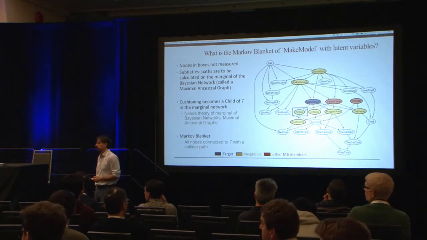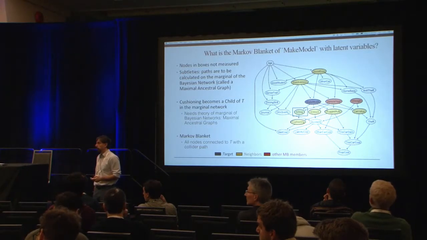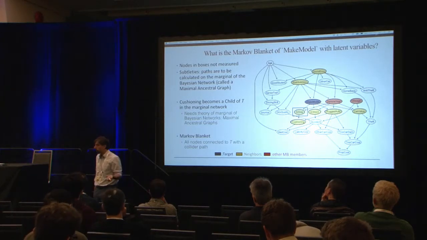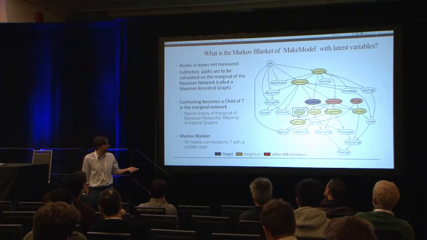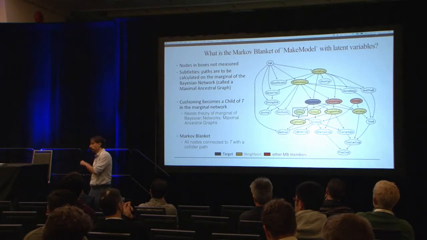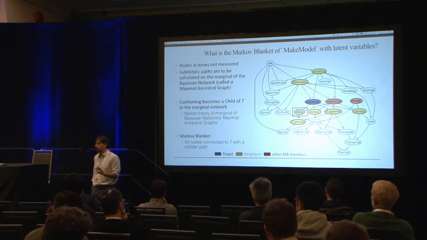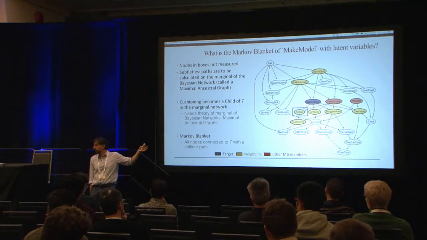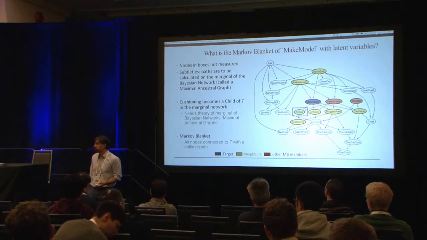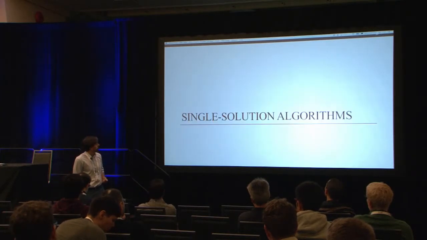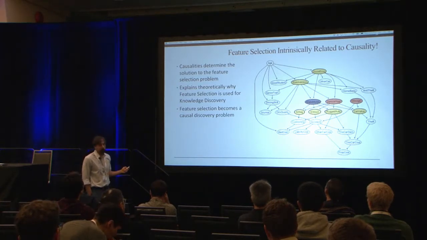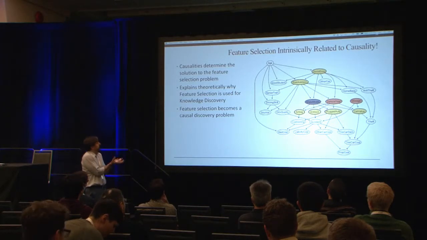Yes? This presupposes that you know where the latent variable is, but you know its place in the graph. Yeah. No, if you know the graph, then you can construct the marginal network and you know the Markov blanket. We'll try to find it from the data. But in order to trace what the algorithm is going to do, I assume I know the graph to see what is happening. Okay, so here you see that causality actually determines the solution to the feature selection problem and gives us an intuition of what we expect to find.